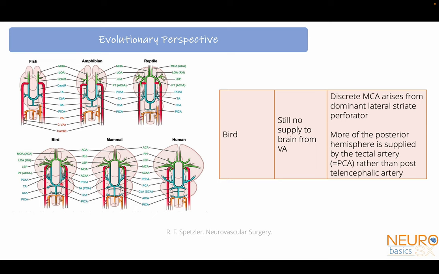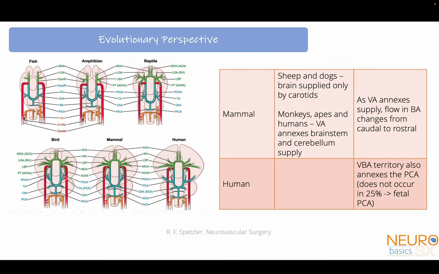With birds, you have further progression, but still no supply coming from the vertebral artery. Here you have a discrete MCA which arises, and most of this posterior hemisphere gets supplied by the tectal artery rather than the posterior telencephalic artery as it was being supplied so far. So this tectal artery is basically like a PCA territory now. In mammals, even the lesser evolved mammals like sheep and dogs, the brain is supplied only by the carotids.